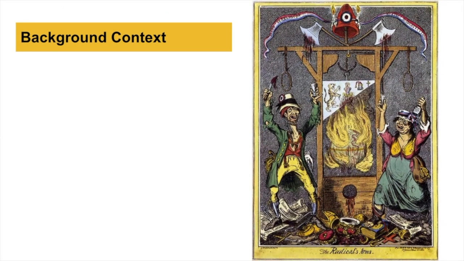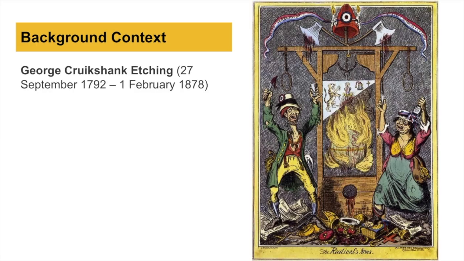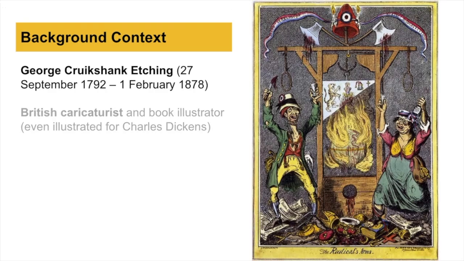So a little bit of background context, right? So this is a French Revolution era cartoon, really post-French Revolution. It was done by George Cruikshank, and this is an etching. He was a British cartoonist, right? So he was not French, so keep that in mind, right? This guy even illustrated for Charles Dickens, which I think is interesting.